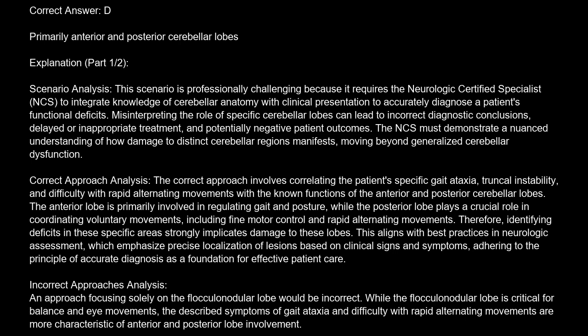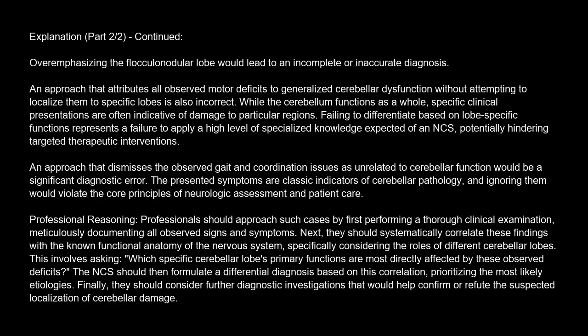Incorrect approach analysis. An approach focusing solely on the flocculonodular lobe would be incorrect. While the flocculonodular lobe is critical for balance and eye movements, the described symptoms of gait ataxia and difficulty with rapid alternating movements are more characteristic of anterior and posterior lobe involvement. Overemphasizing the flocculonodular lobe would lead to an incomplete or inaccurate diagnosis.